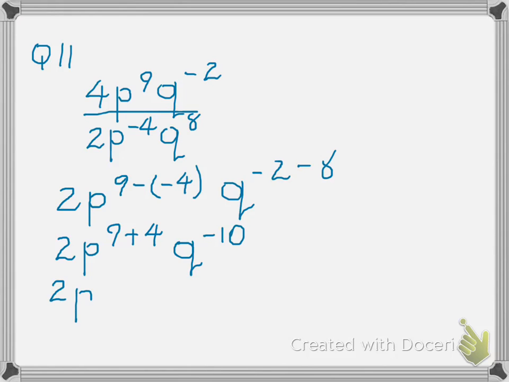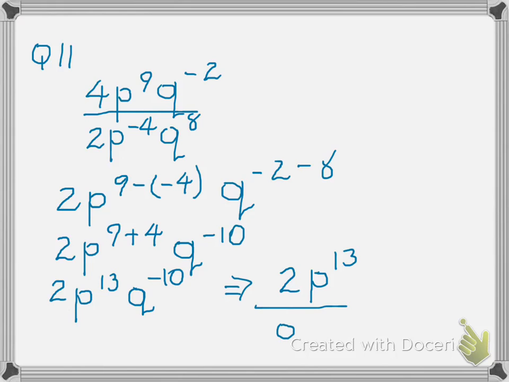2 times p, 9 plus 4 is 13. q to the minus 10. Almost done, one more step. The exponent on the q is negative and we need it to be positive. So we keep the 2 times p to the 13 in the numerator position because they have both positive exponents. But the q has a negative exponent, so it goes down in the denominator position and its exponent becomes positive, and that's our answer.